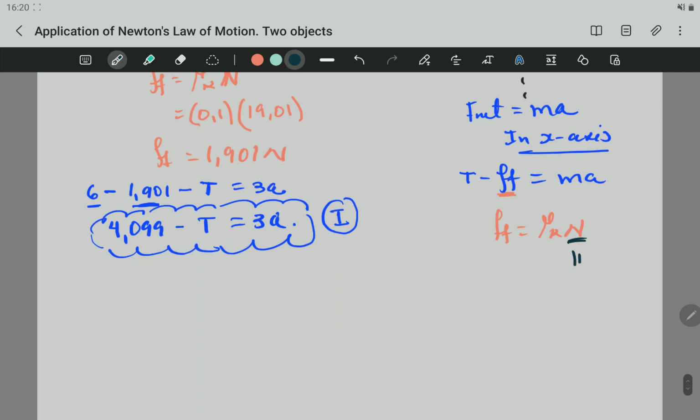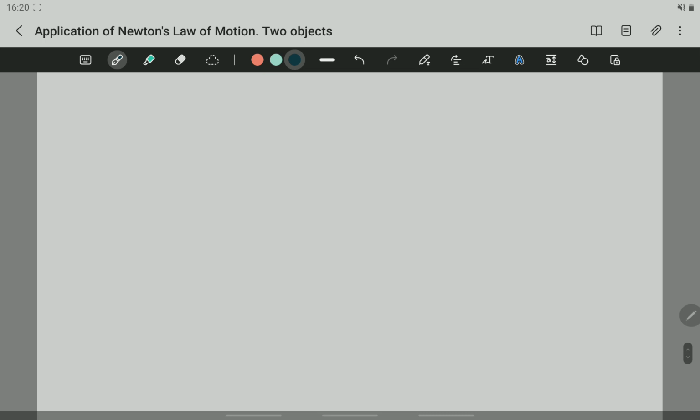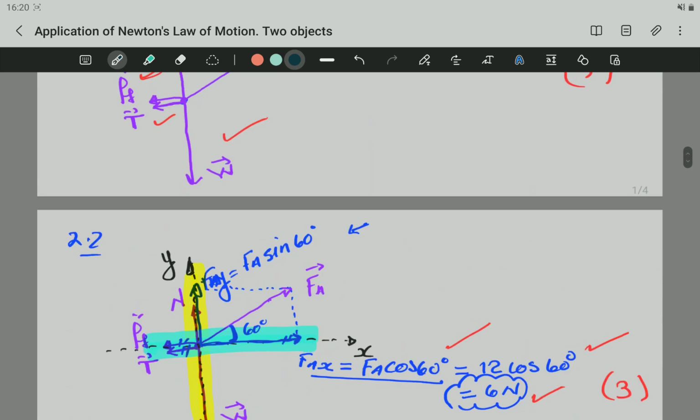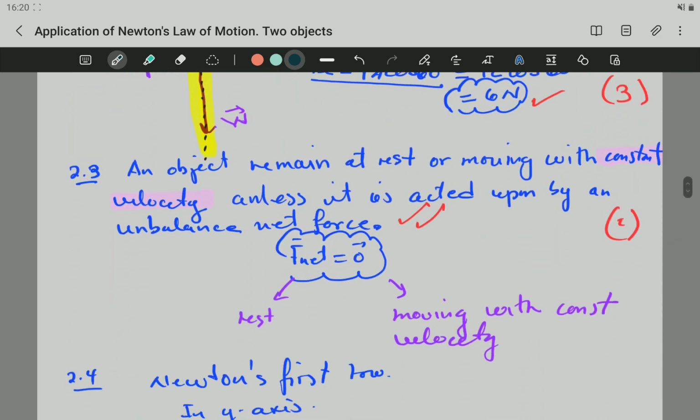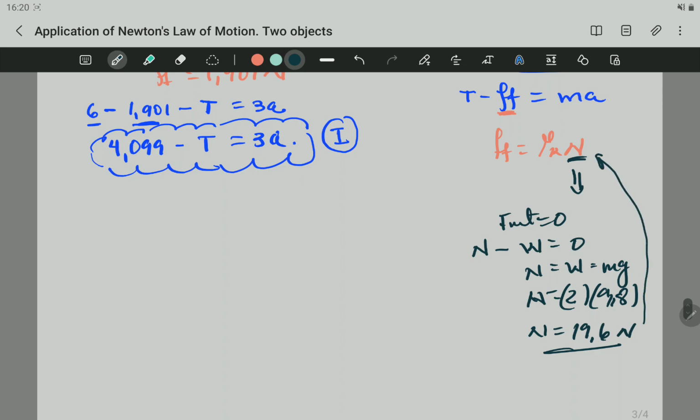So, to calculate normal, remember you have to go to Newton's first law. So, F net is equal to 0. You have normal minus weight is equal to 0. Normal is equal to weight, which is equal to mg. Let's substitute, the mass was 2, I think, I'm not sure, it's 2, so it's 2 times 9.8, the normal is equal to 19.6 Newton. This number is now going there, so we can calculate the friction.